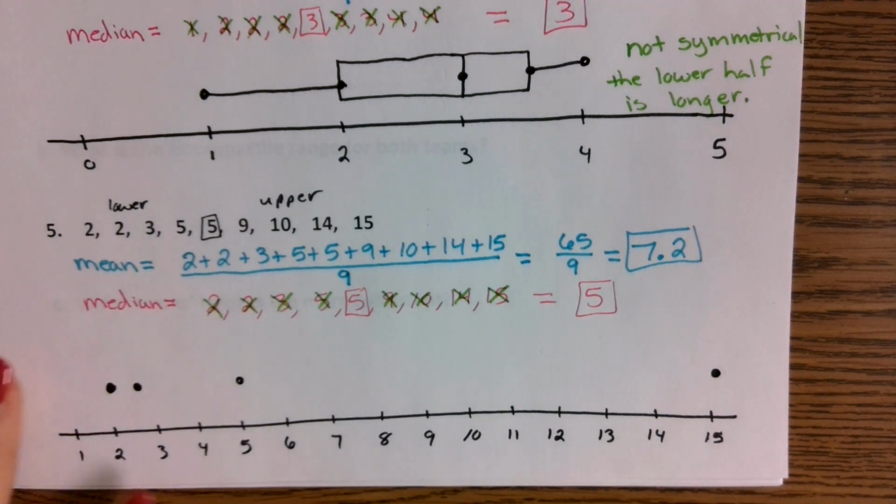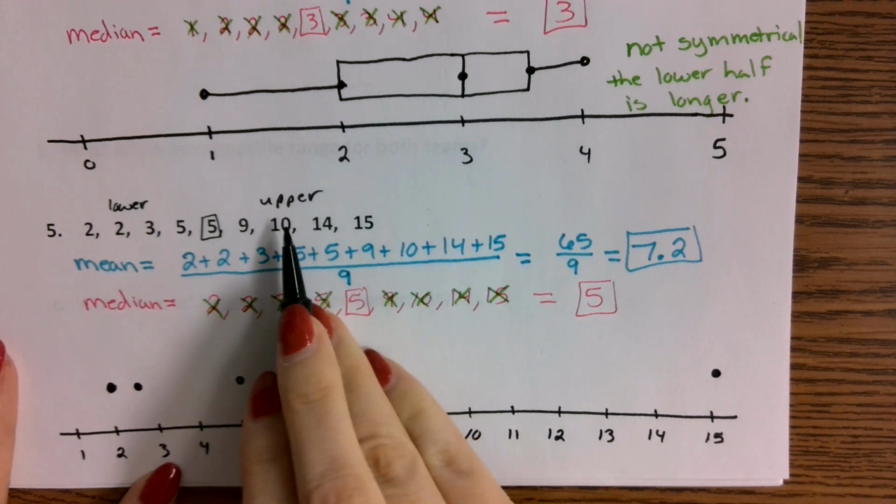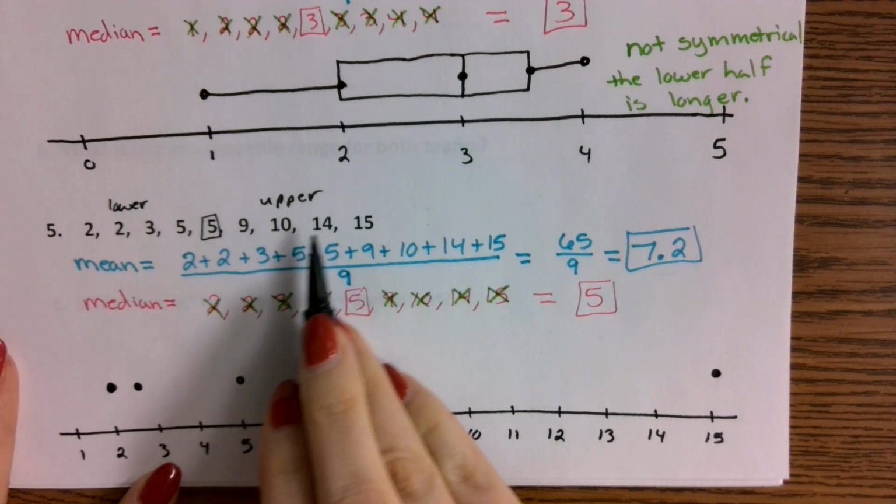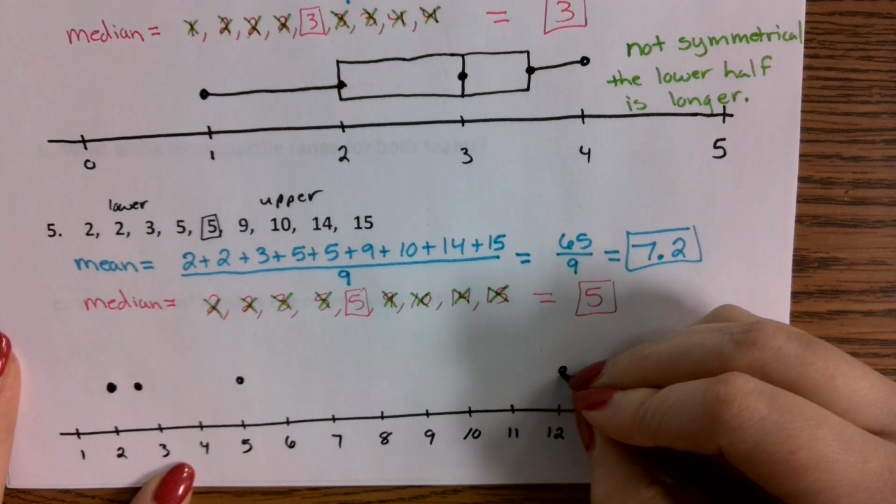Then you graph the center of your upper half. The center between the 10 and the 14 is a 12.